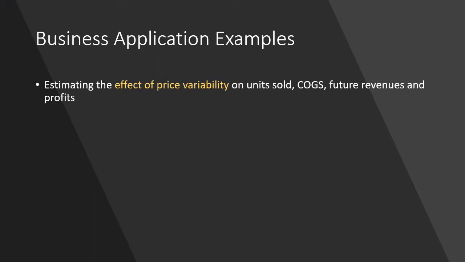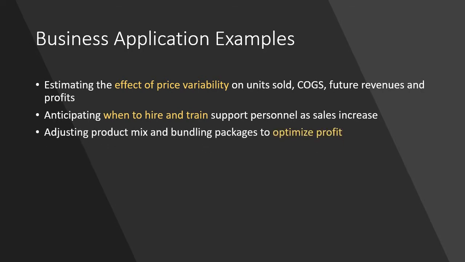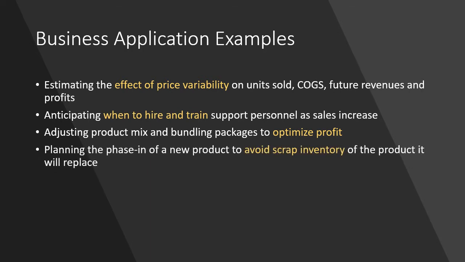Modeling to simulation can be used for many business applications. In the example just shown, we estimated the effect of price variability on units sold, cost of goods, future revenues, and profits. It can also be used for anticipating when to hire and train support personnel as sales increase, or to adjust the product mix and bundling packages to optimize profit, or planning the phase-in of a new product to avoid scrap inventory of the product it will replace.